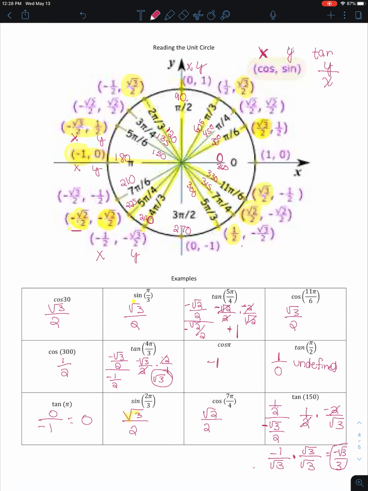All righty, boys and girls. So hopefully by the end of this video, you can actually read the unit circle. You can look at the unit circle and find different values from it. I hope that was an easy lesson, and I hope it helped.